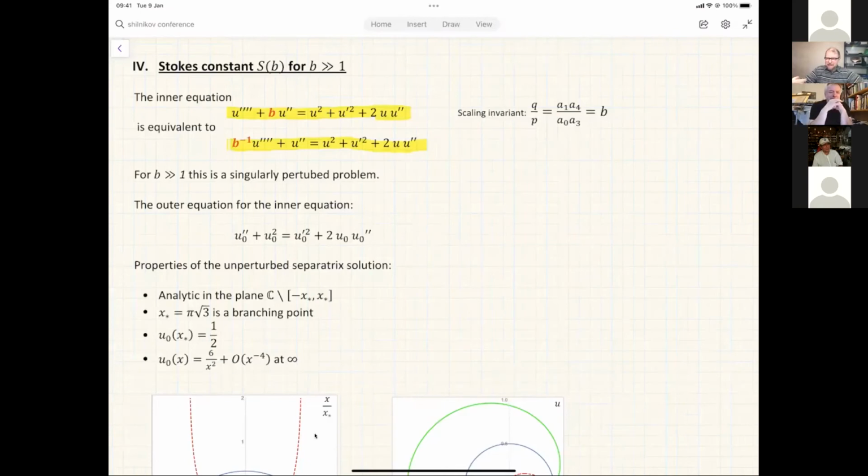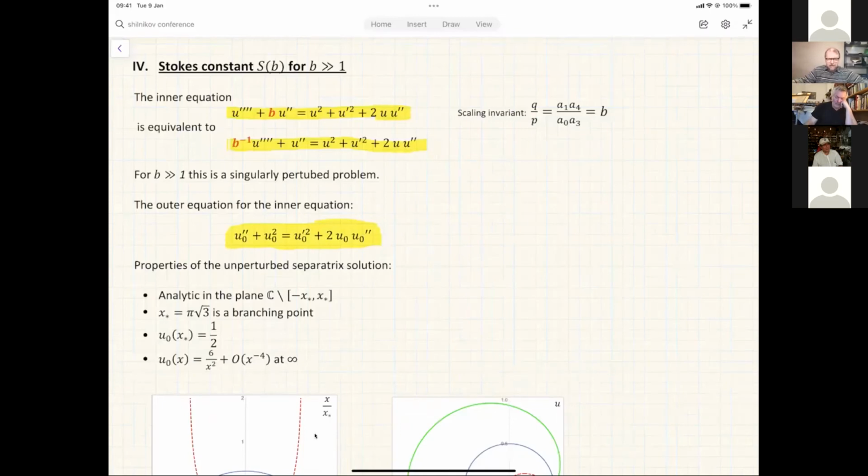Now, what is specific about these singularly perturbed equations? The behavior of solutions to singularly perturbed systems is dictated by complex singularities of the limit equation. Here the limit equation, when b goes to infinity, is an equation of the second order, which looks like this. And this again is a Hamiltonian system with one degree of freedom. It can be integrated. The solution is not an elementary function. It's an inverse of an elementary function. So it can be studied.